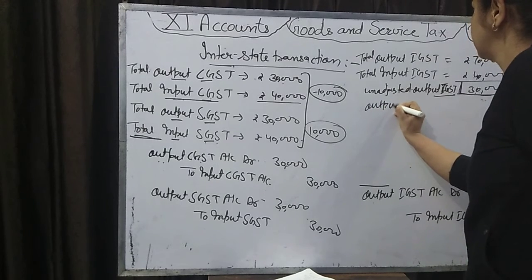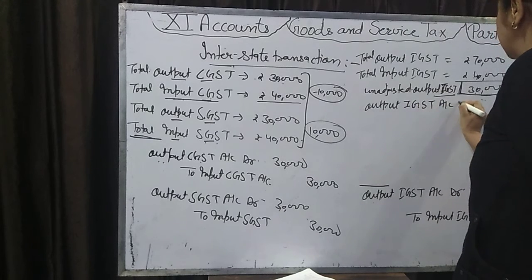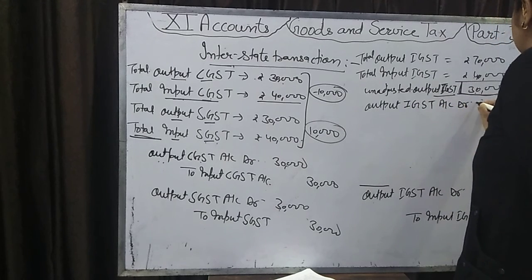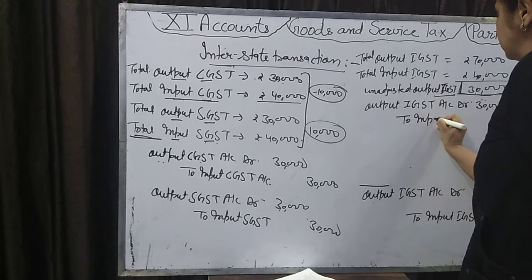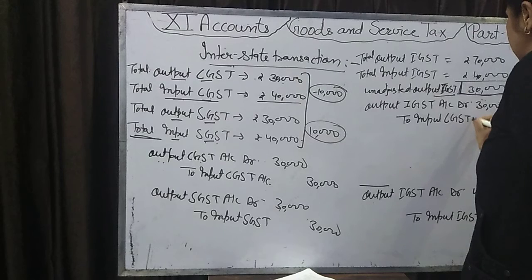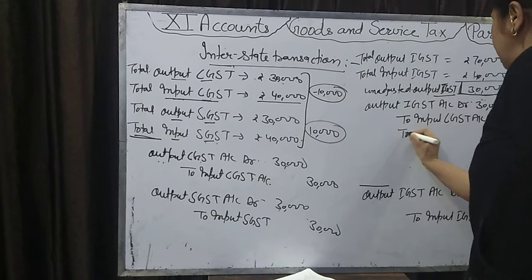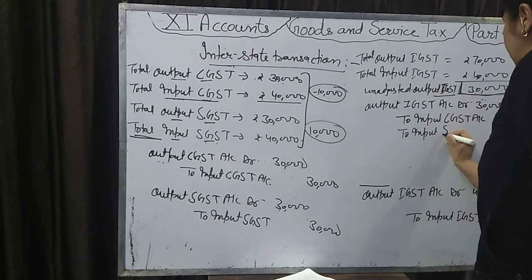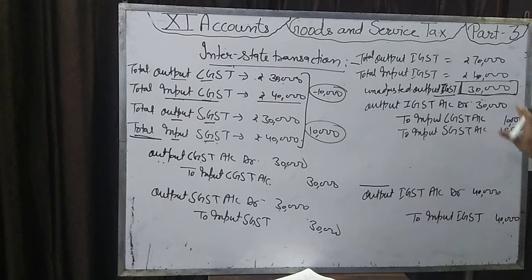Output, we have to adjust this. Output IGST account debit 30,000. From where do we adjust it? Input CGST, how much is there? 10,000 of input CGST. Input SGST, how much is remaining? 10,000. Now we have no balance of input. There is no IGST, no input CGST, and no input SGST.